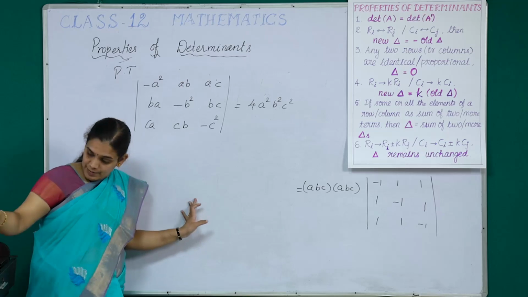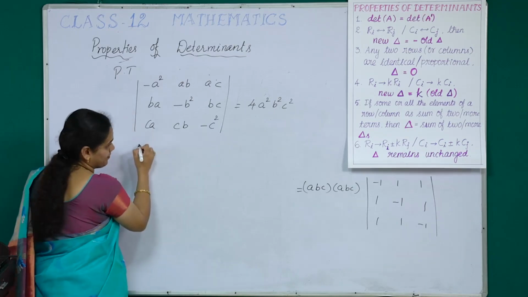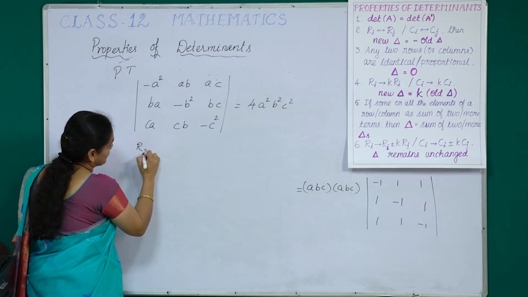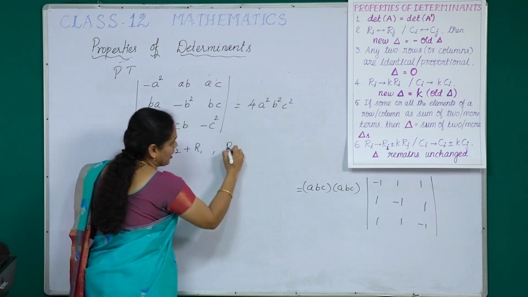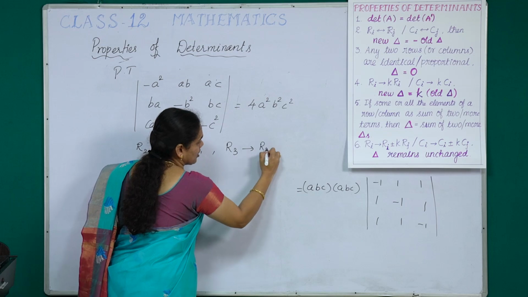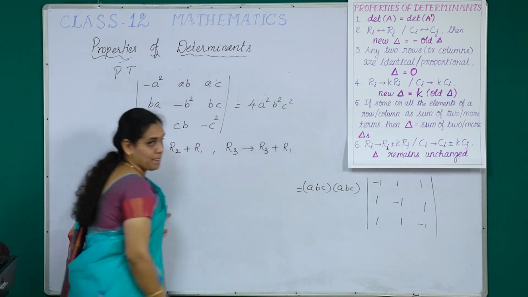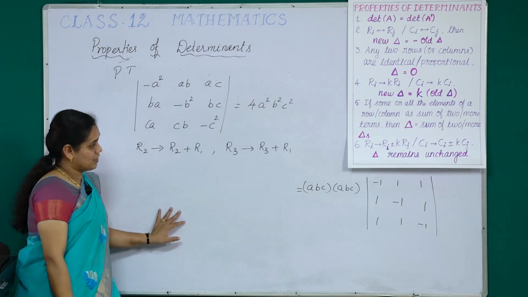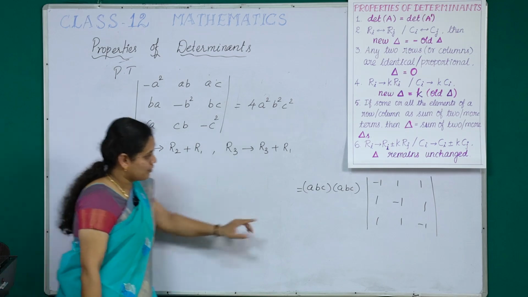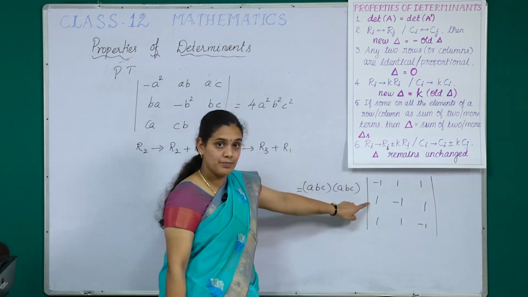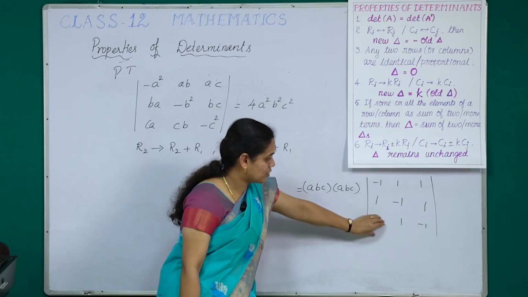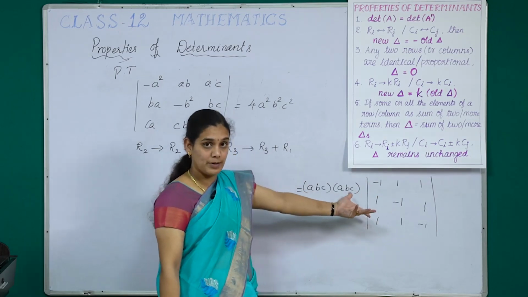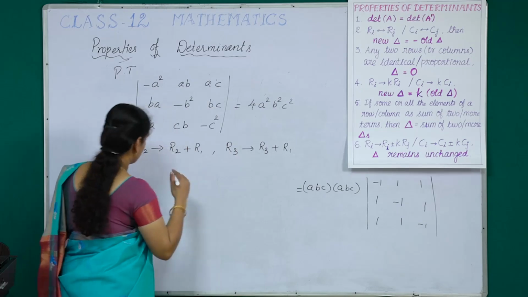See, from the last step, I am going to write R2 as R2 plus R1 and R3 as R3 plus R1. What change would it make? If you add these two, it becomes 0. If you add these two, it becomes 0. So you get these two elements 0. Then it is easy for us to expand the determinant with more number of zeros.